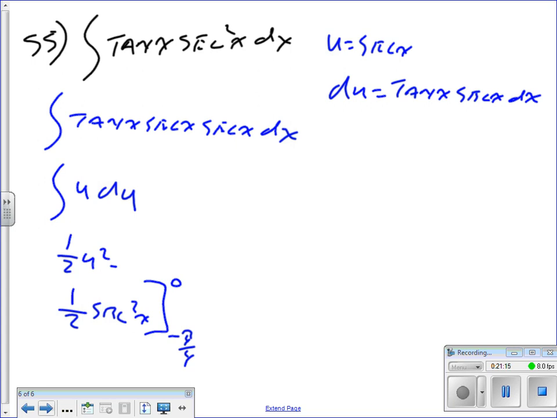What's the derivative of the secant of x? Oh, why is it secant squared? Because what's the antiderivative of u? 1/2 u squared. Questions?